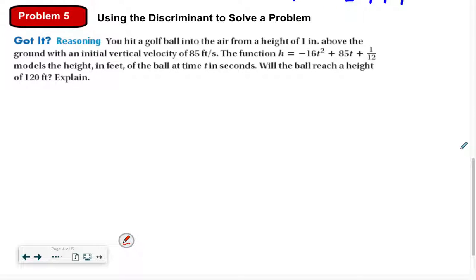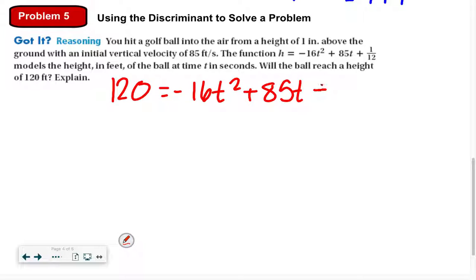So what should I do with the 120? It's a height. Where should I put it? Where should we put it? H? What do you guys think? Okay. 120 for H. And then I got my function negative 16t squared plus 85t plus 1/12.